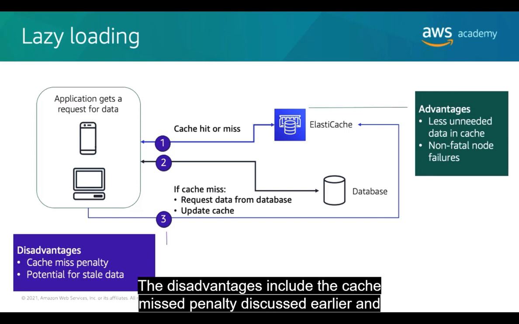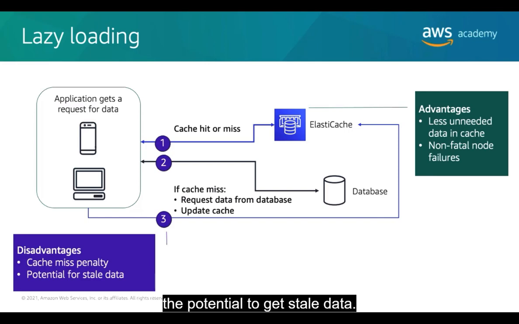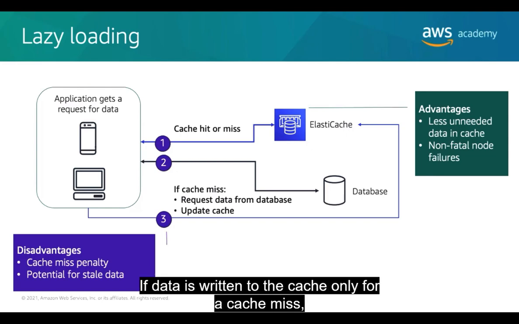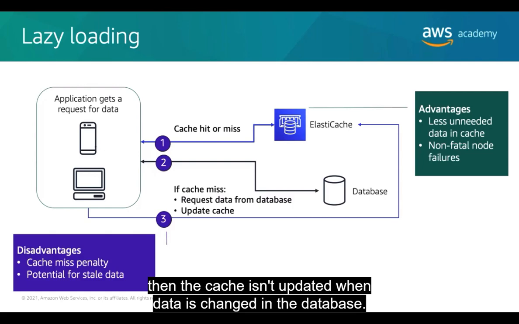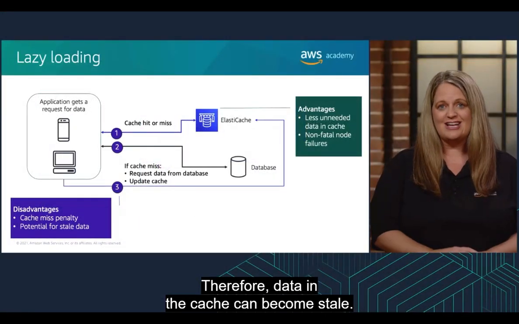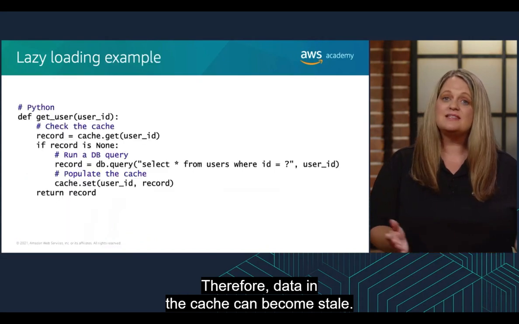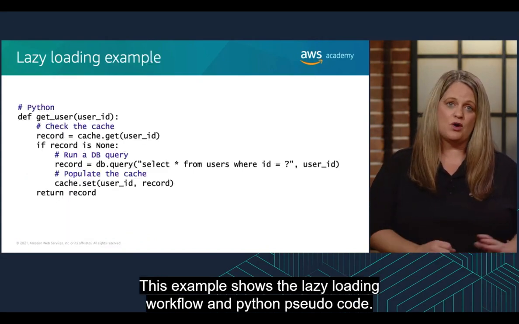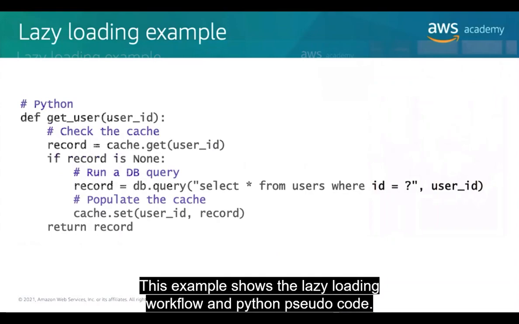The disadvantages include the cache miss penalty discussed earlier and the potential to get stale data. If data is written to the cache only for a cache miss, then the cache isn't updated when data is changed in the database. Therefore, data in the cache can become stale. This example shows the lazy loading workflow in Python pseudocode.